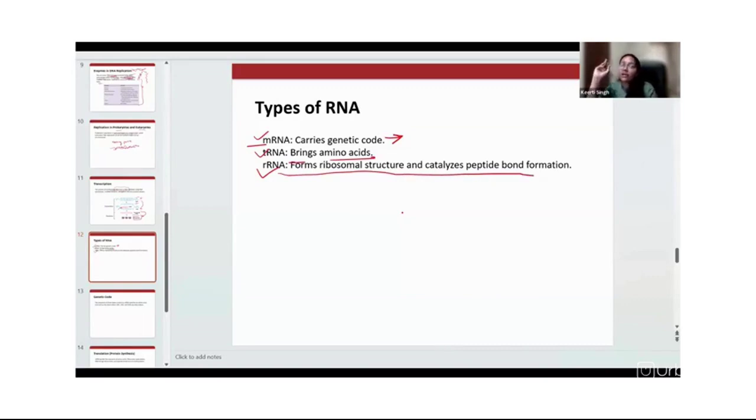So I already said each and every enzyme will perform a different function. This mRNA will carry the information. This tRNA will go here and there and bring the particular type of amino acid according to the code. And this rRNA, what will it do? It will join the two amino acids. It will form the peptide bond by combining two amino acids, right?